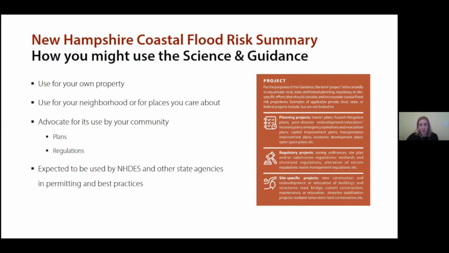And the Department of Environmental Services alteration of terrain rules also require consideration of future coastal flood risk. Nathalie mentioned their requirement for future extreme precipitation. They also require coastal flooding, sea level rise in relevant permit applications. So the guidance could be used to fulfill the requirements there.